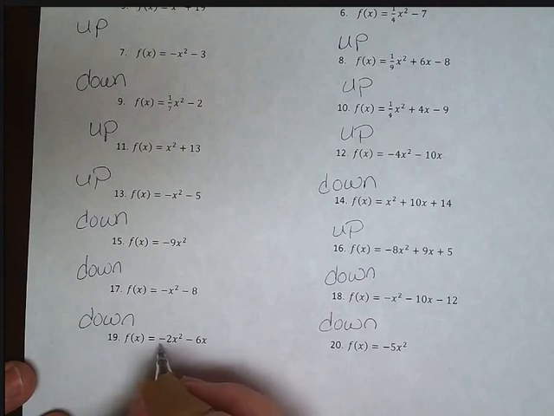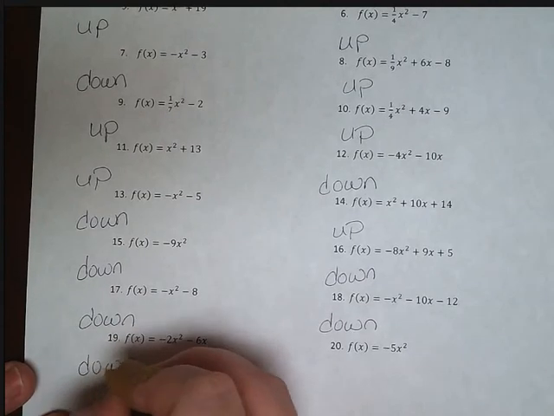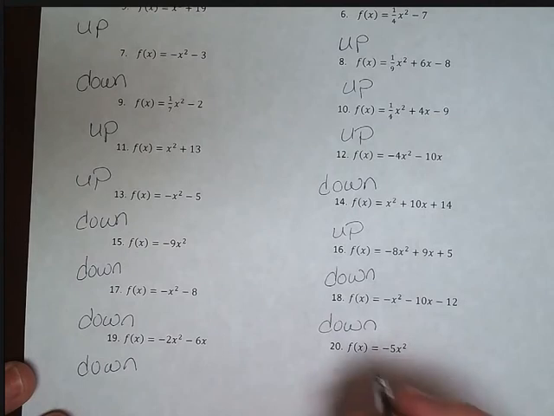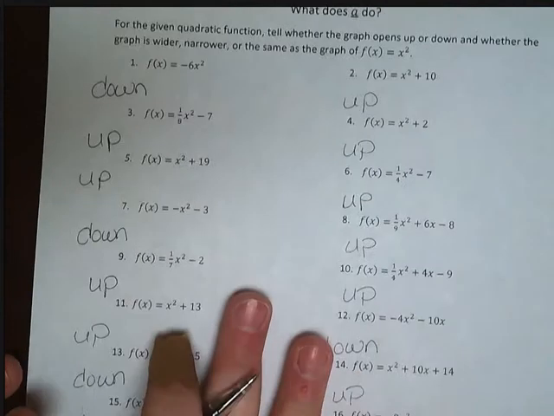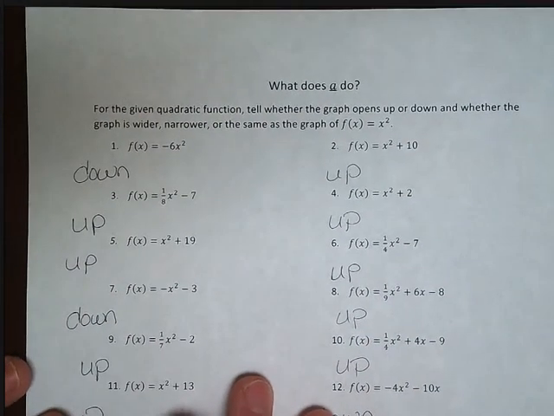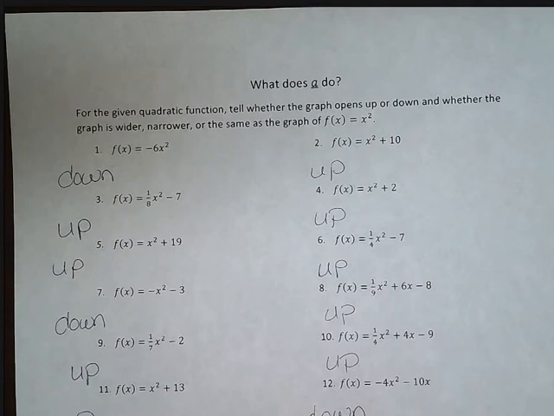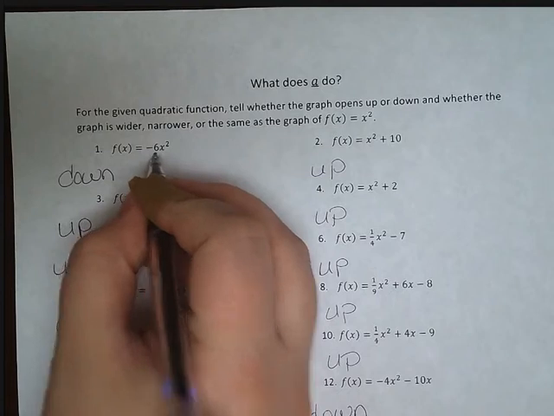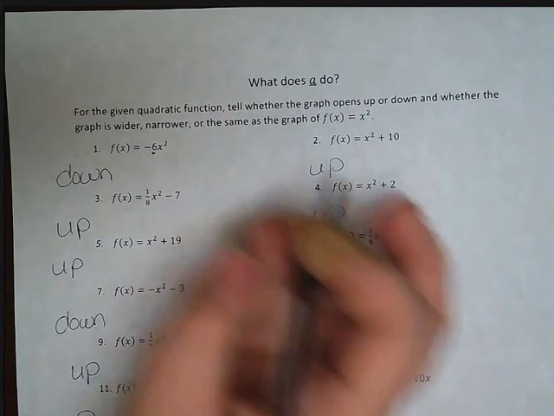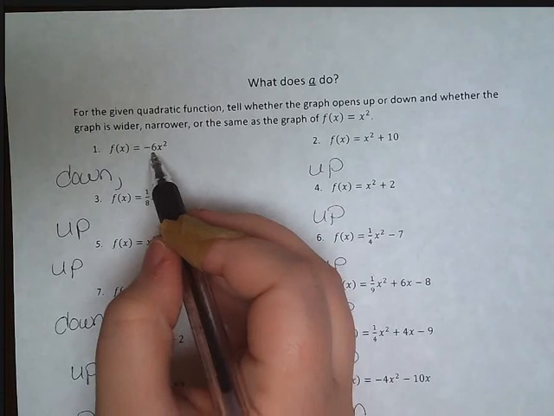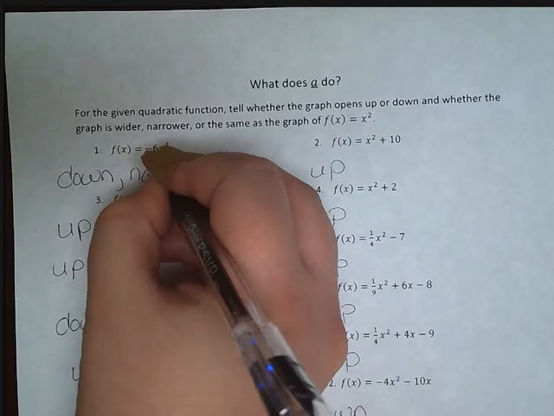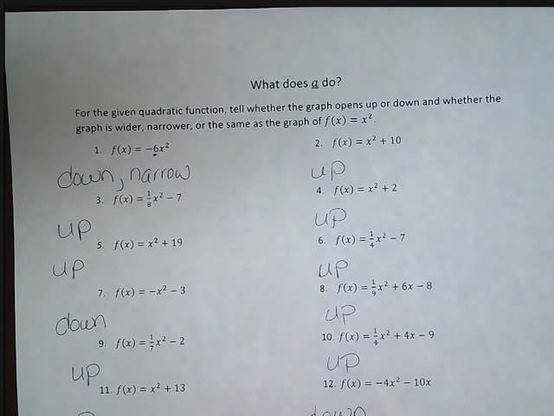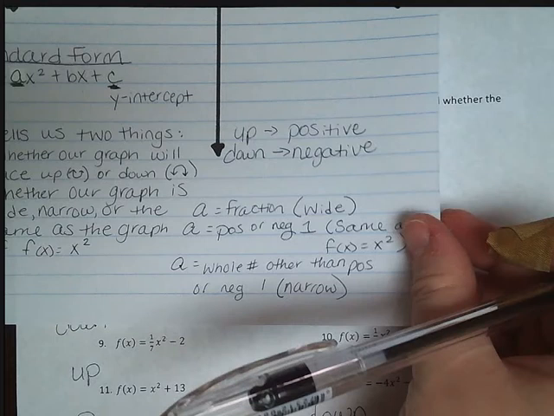19 is a negative 2, so it would face down. And then 20 is a negative 5, so it would face down. Now we want to look and see if we're going to say that it's wide, narrow, or the same. Okay, so it was a 6, negative 6 for our A value. Since it's a whole number other than 1, then we're going to say it is narrow.